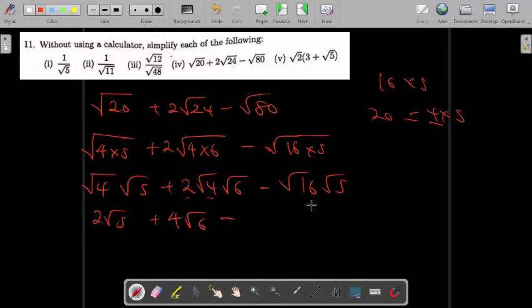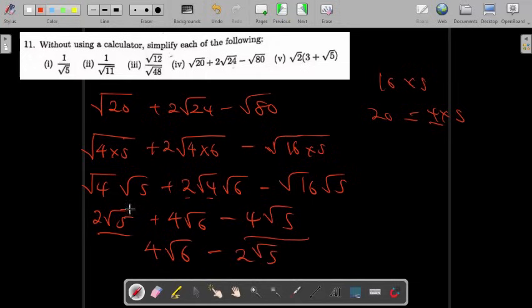Then I have minus 4, then I have root 5. Then these that have the root 5s, I can add, see, this one and that one there. So when I subtract, I just get negative. So here I can write this 4 root 6, then there I get negative 2 root 5. And that's how I simplify this one. So this is how you simplify.